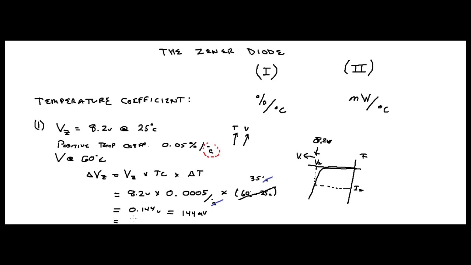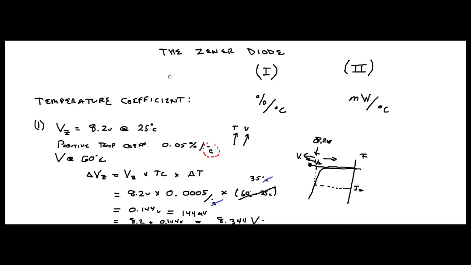So it would be 8.2 plus 0.144 volts. That's going to equal 8.344 volts. Got it? So it would shift your voltage this way out. Your voltage would be there. Okay? Now if it decreased in temperature by 35 degrees, your voltage would go this way. Get it?